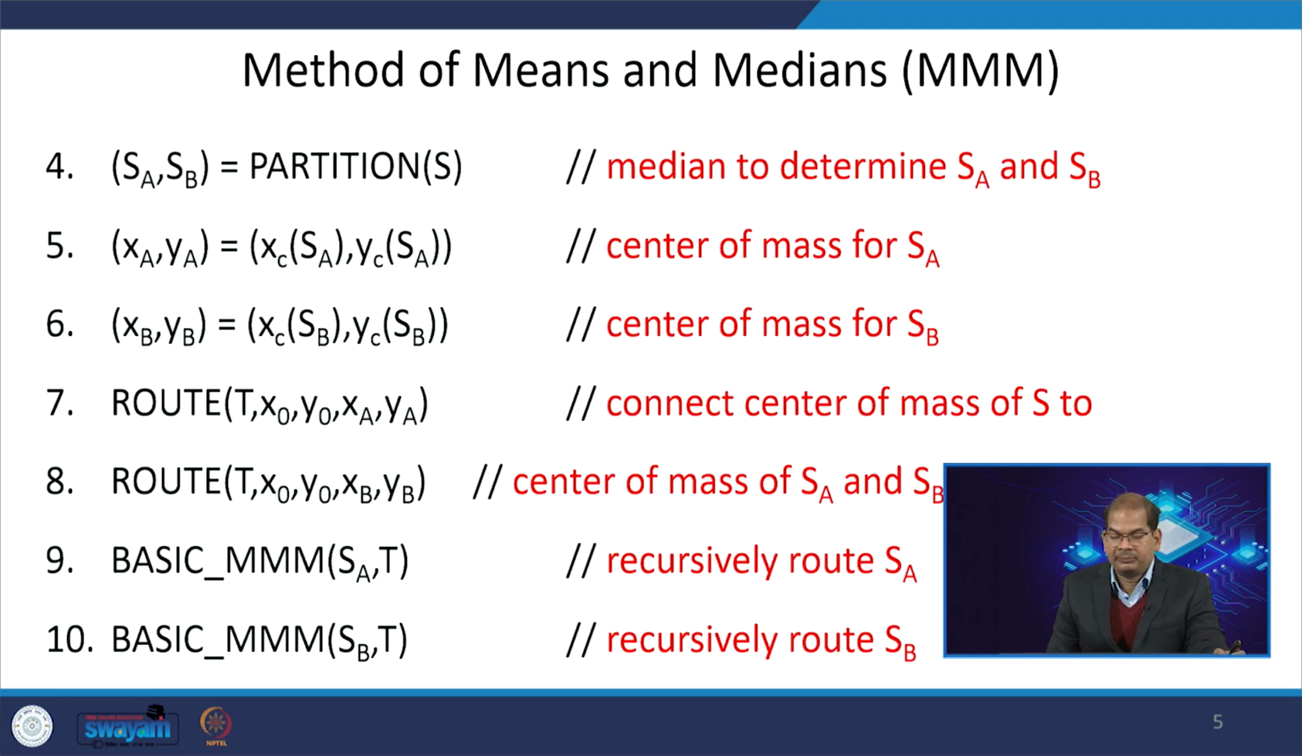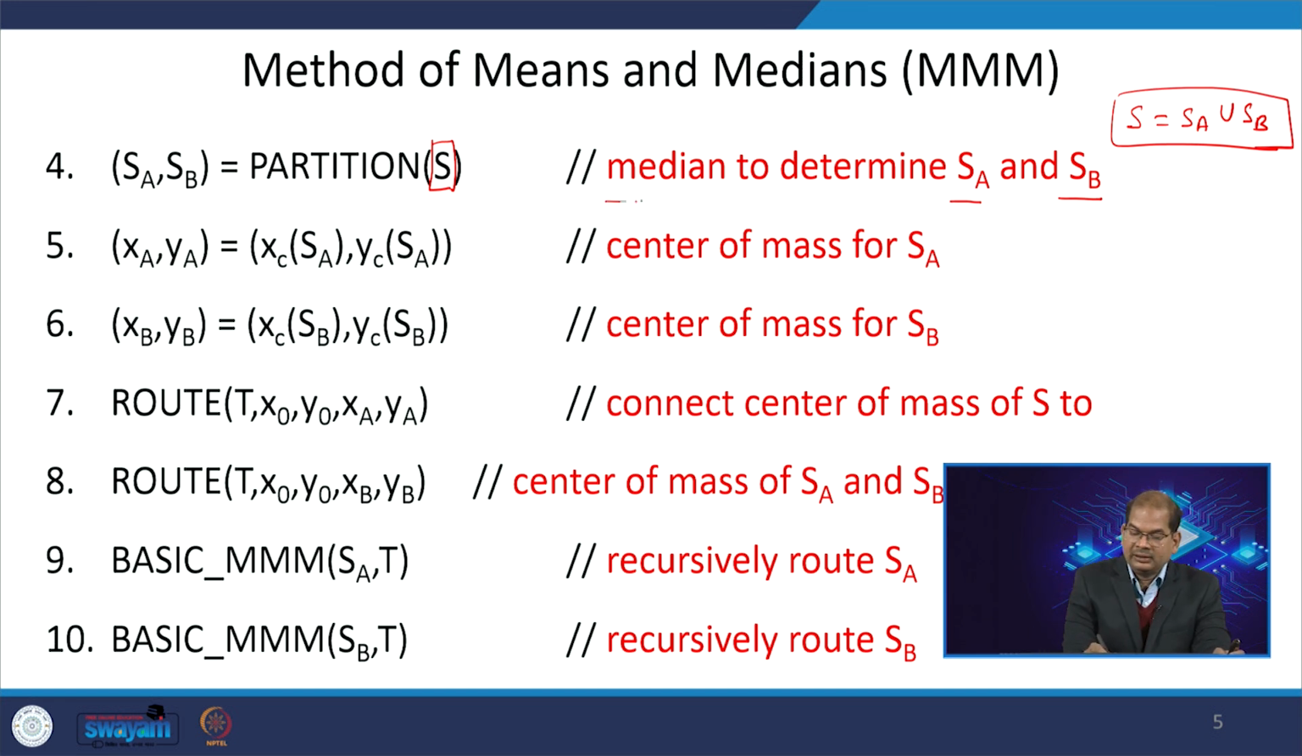Now, what we have to do is partition the set into two subsets, SA and SB. The input to the partition is S, which is the union of SA and SB. So, what we are doing here is partitioning based on finding the median.